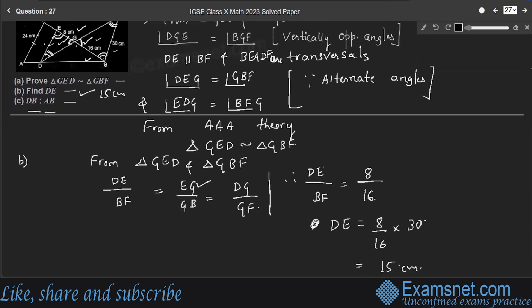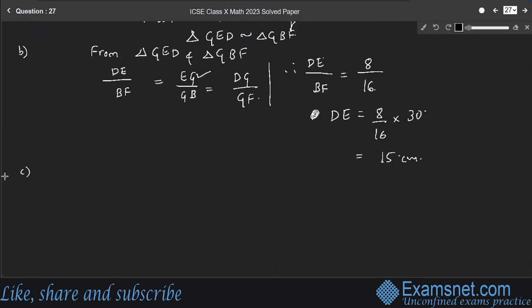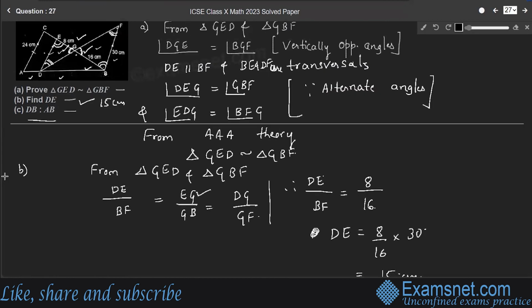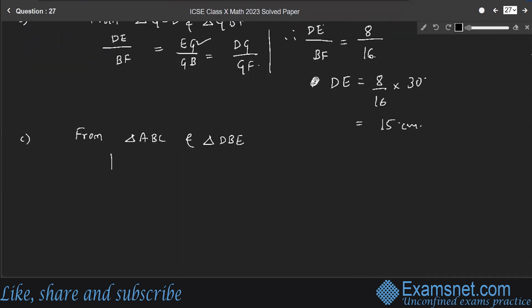So the DB by AB ratio. So DB and AB ratio. So consider triangle ABC and triangle DBE. Two triangles. Here angle B is common, so angle ABC is equal to angle DBE. So common angle.